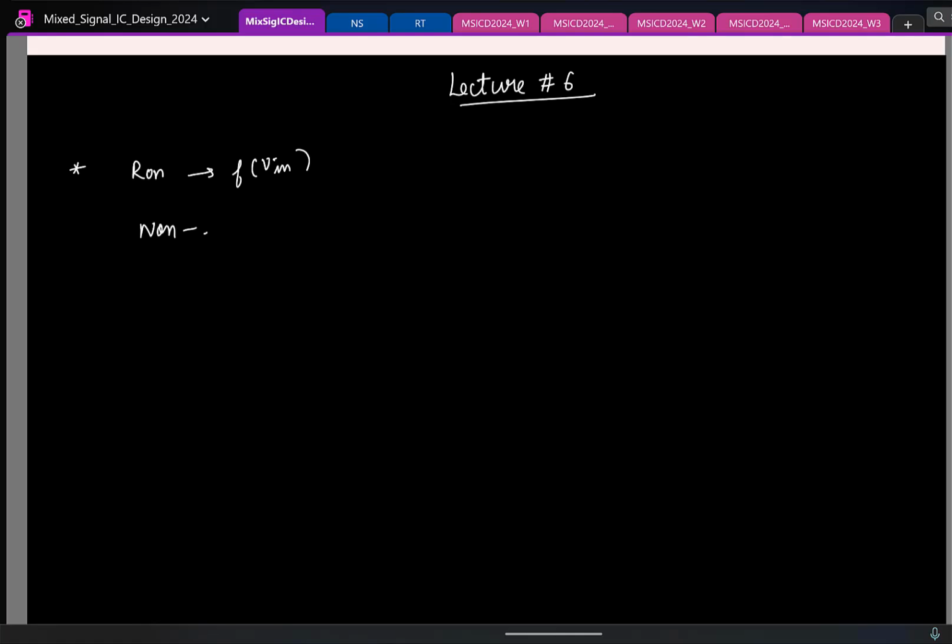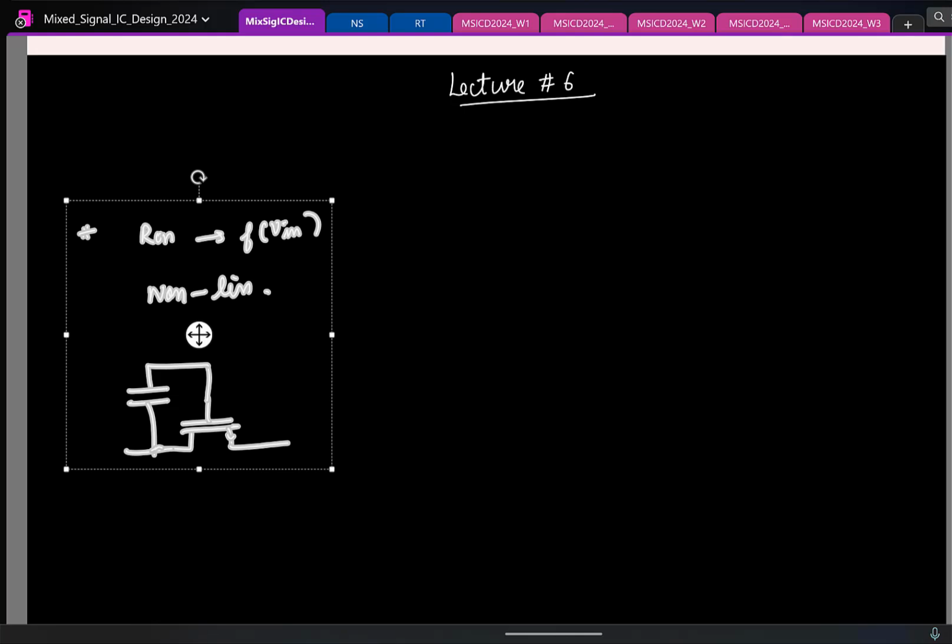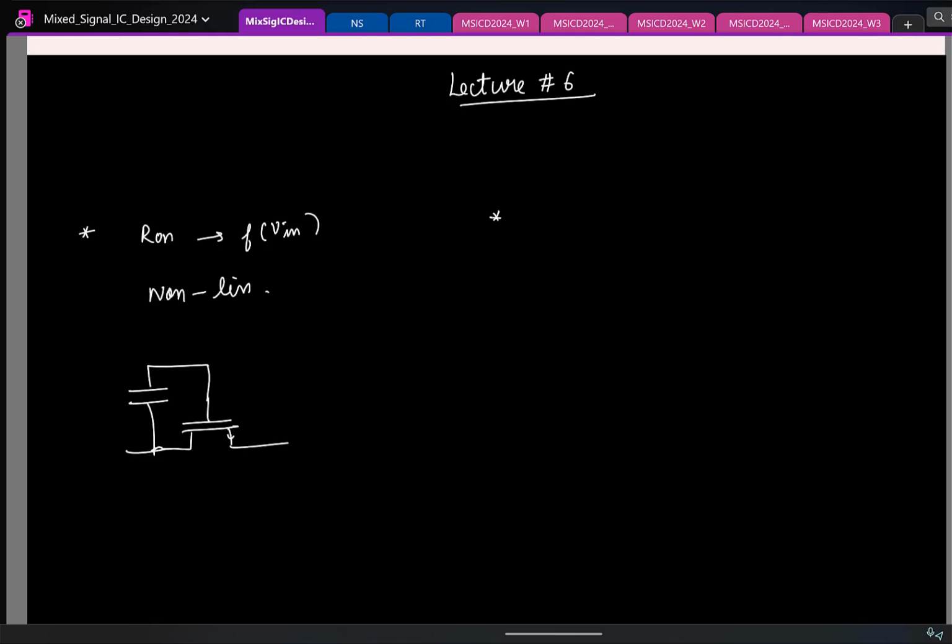So in the last class, we saw this gate bootstrap switch as one possible solution to reduce this effect. There the idea is to try to keep the gate to source voltage for the transistor constant by having a capacitor like this. And then we also saw that the on resistance also generates thermal noise. So which means finally when I have my track and hold like this, at the output along with the input I'll also sample some noise, let's say Vn1 or something.